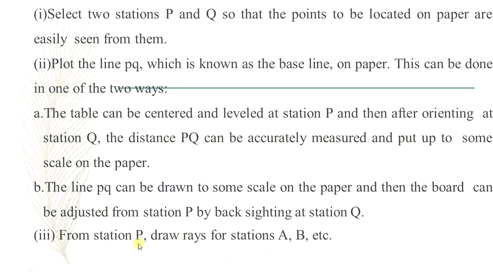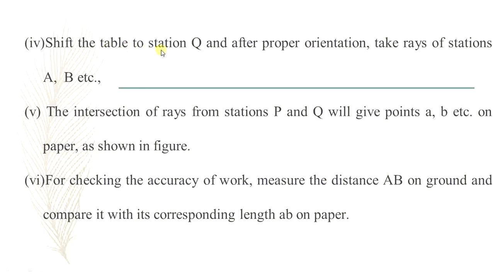Next, from station P, draw the rays to stations A and B. From station P, we have to sight stations A and B. Next, shift the table to station Q. After the proper orientation, leveling and centering, take the rays of stations A and B, taking the sighting of stations A and B, which are QA and QB. The intersection of rays from P and Q will give the points A and B on the paper, as shown in the figure.